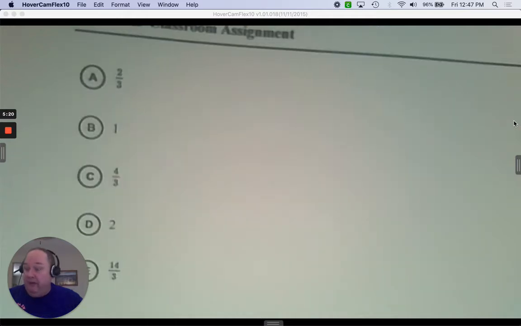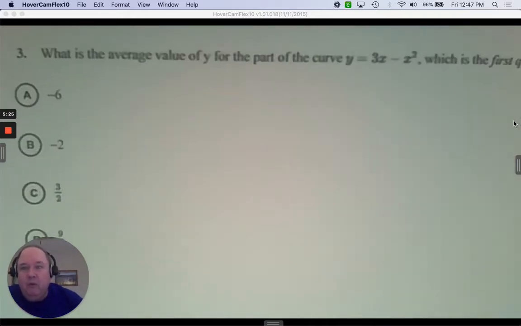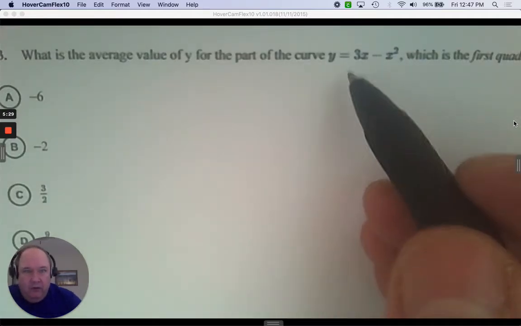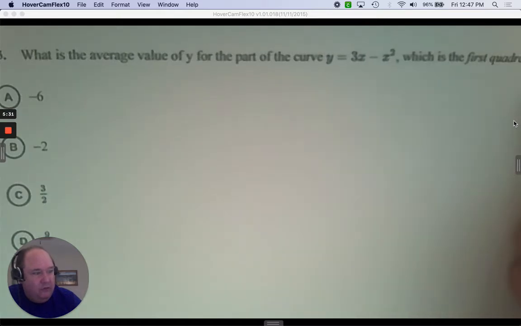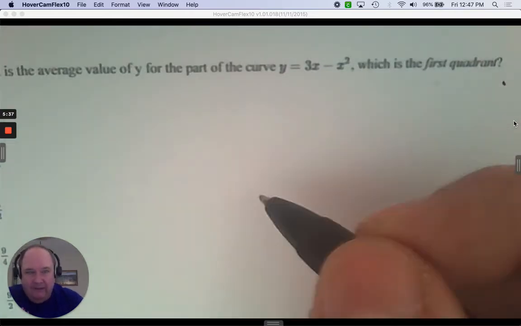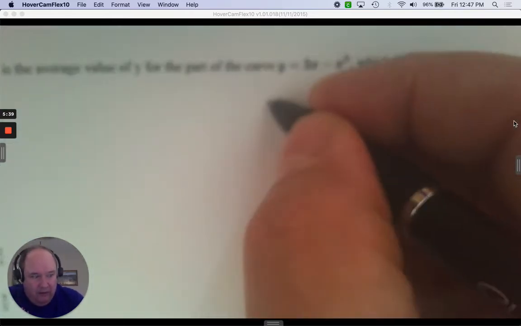So make sure you take a picture of your work that we're doing together here. Number 3, what is the average value for y for the part of the curve that is in the first quadrant only? So I need a sketch of it to know what the first quadrant looks like, and then I can set it up. So first I'm going to graph this.